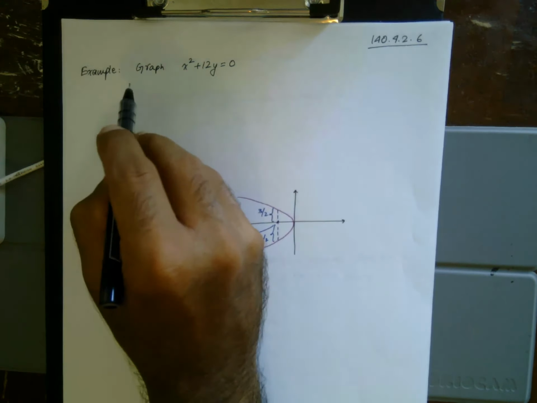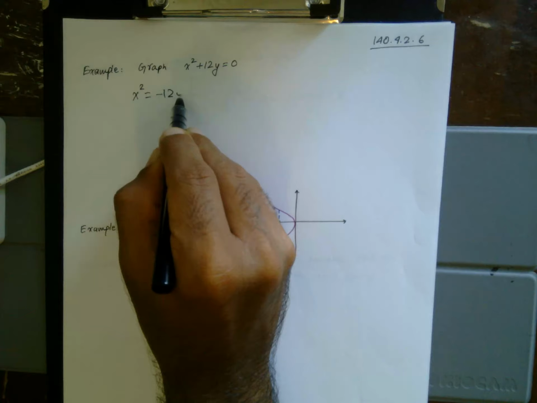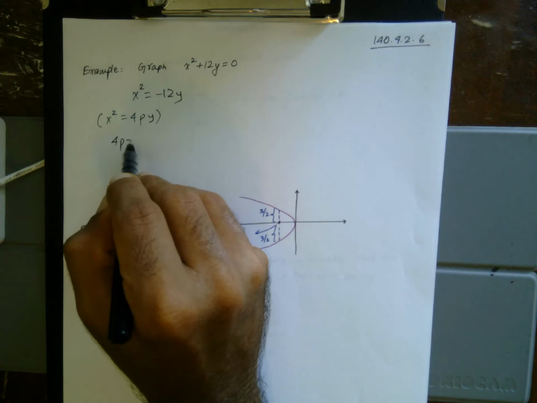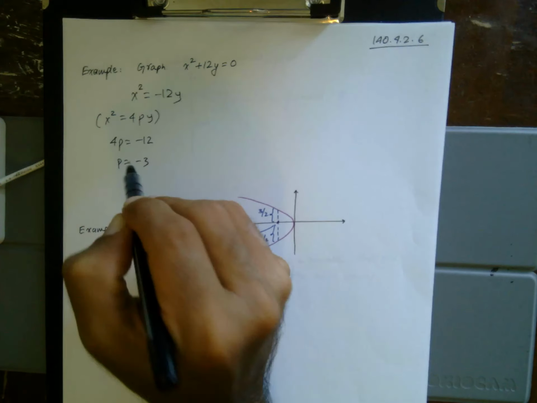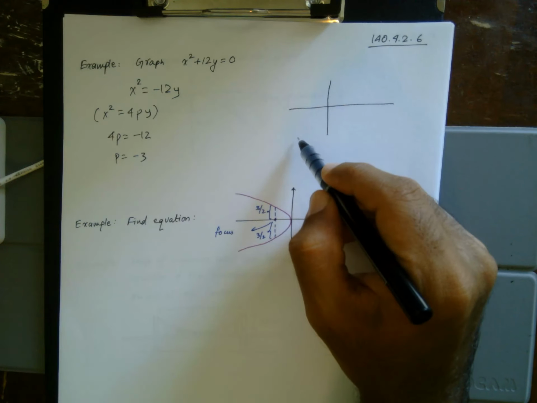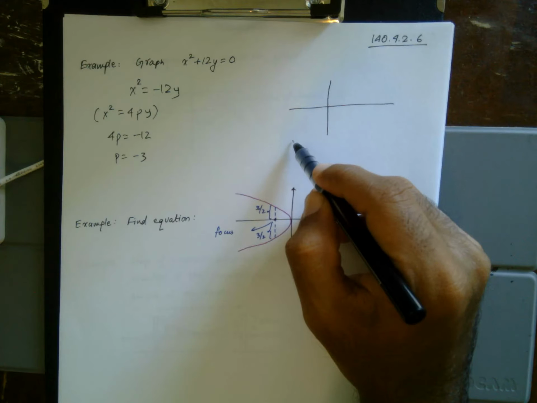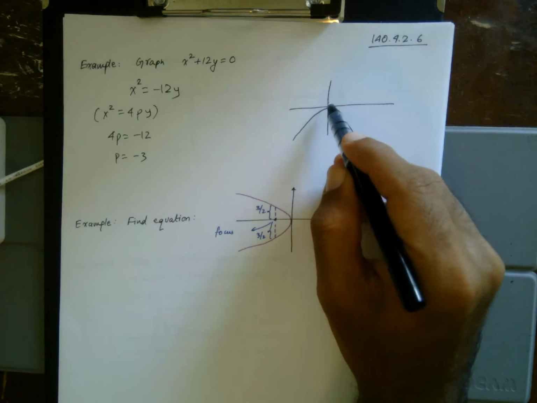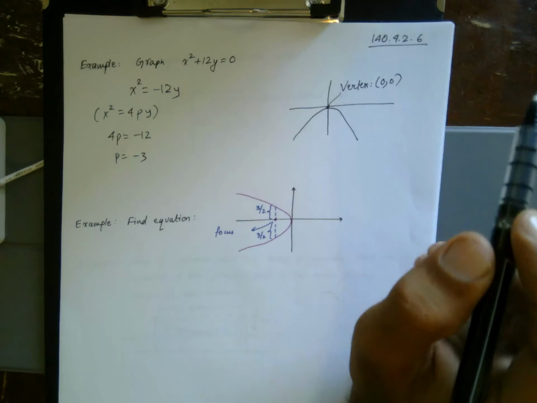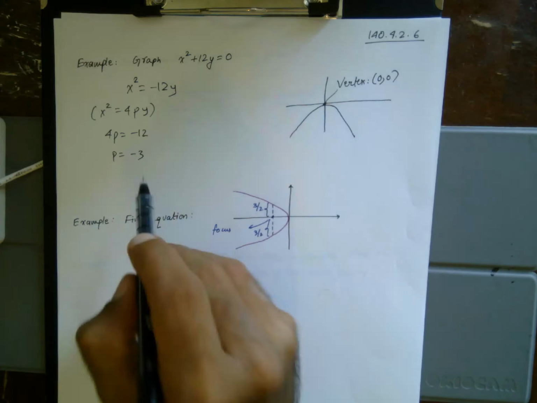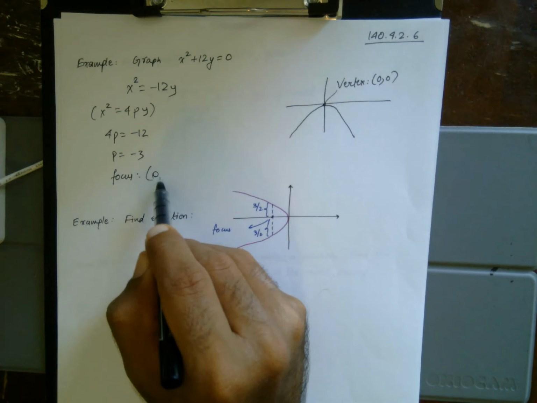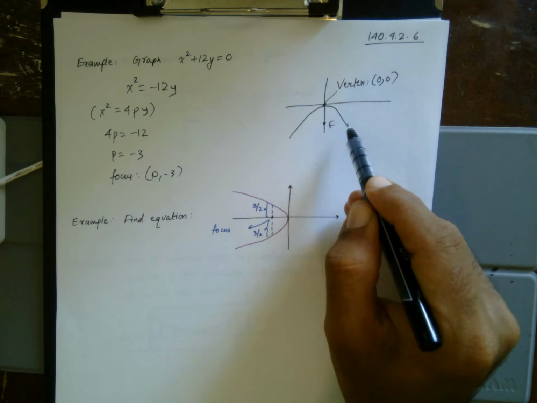Graph this function. x squared equals negative 12y compared to x squared equals 4py. You get 4p is negative 12, p is negative 3. Now, generally, this means that it is shaped like that. So the vertex is 0, 0 for all parabolas that we learn in this course. Focus is on the y-axis and it's 0, comma, negative 3.